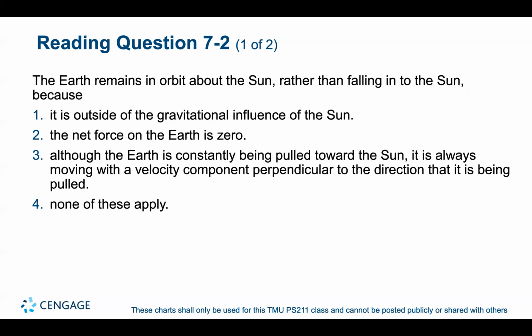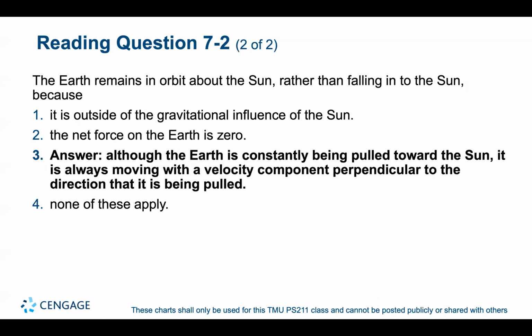Next question is, the Earth remains in orbit around the sun rather than falling into the sun because, what do you guys think, if you have any thoughts on that? The answer is, although the Earth is constantly being pulled towards the sun, it is always moving with a velocity component perpendicular to the direction that it is being pulled. This is where you get into this angular dynamics with gravity, how you have a couple of forces acting at one time, the velocity of the object as well as the gravity coming from the sun.